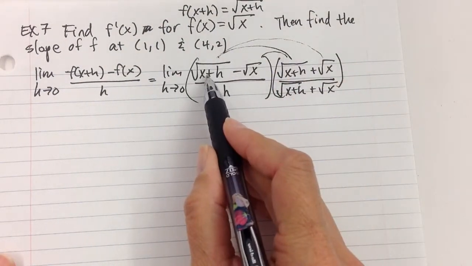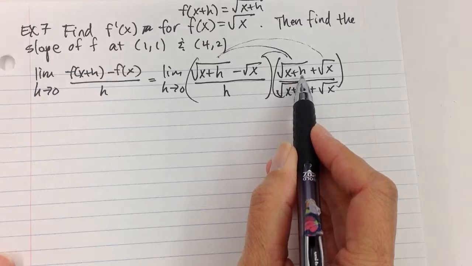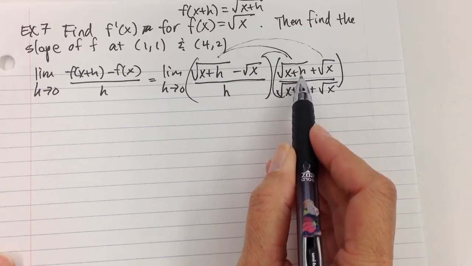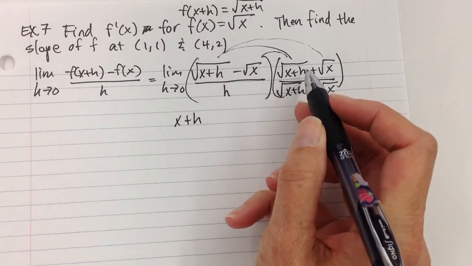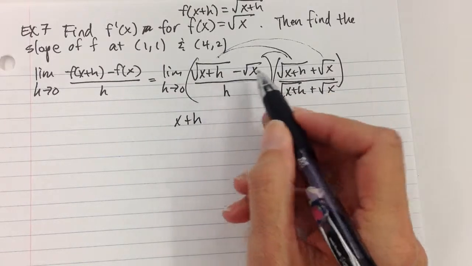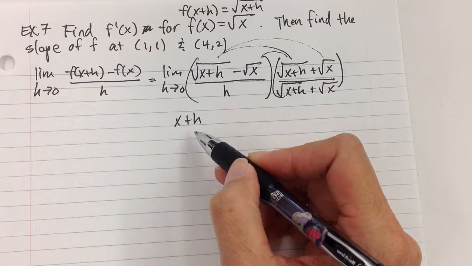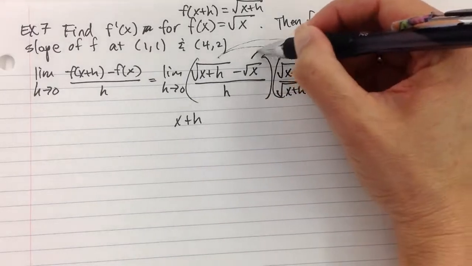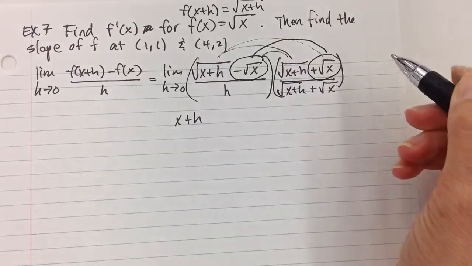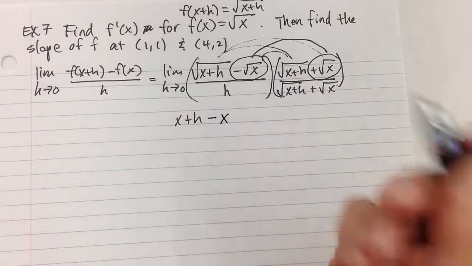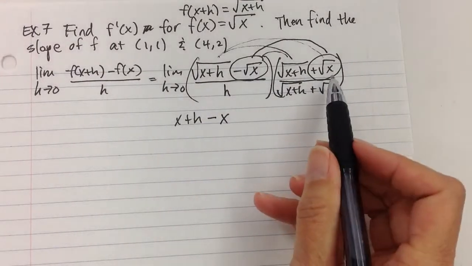So what is the square root of x plus h times the square root of x plus h? It's just x plus h. It's beautiful. The square roots went away. Square root of x plus h times square root of x plus h is just x plus h. Same thing with this. Negative square root of x times positive square root of x is just negative x. The square root goes away.